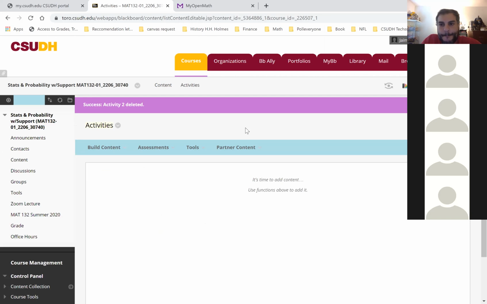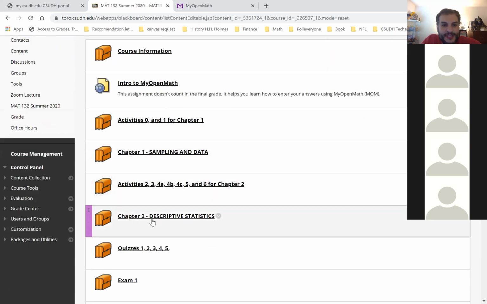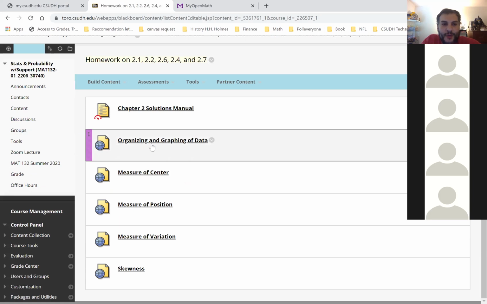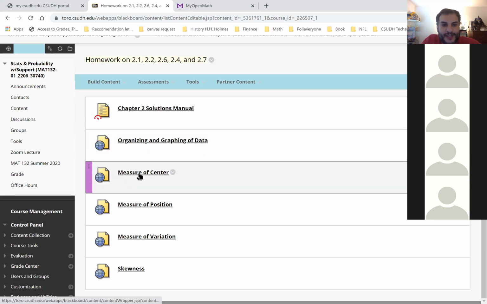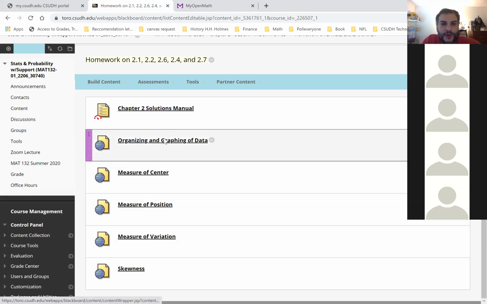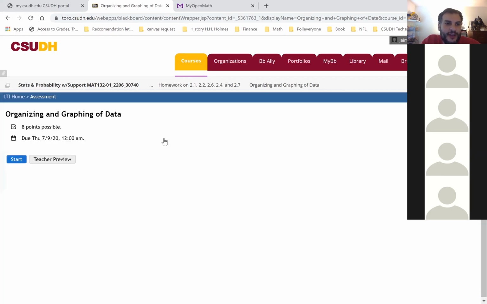For today's homework assignment, can we do them right now, or do we do them after the quiz? No, you can do them right now. All of the homework assignments are open right now. So if you go to chapter 2, if you go to homework, right now you want to work on this homework. You don't want to do measure of center, measure of position, because we still haven't gone over that. So you just want to work on organizing and graphing of data. That's the homework that you could get started on today, because that's what we covered today.